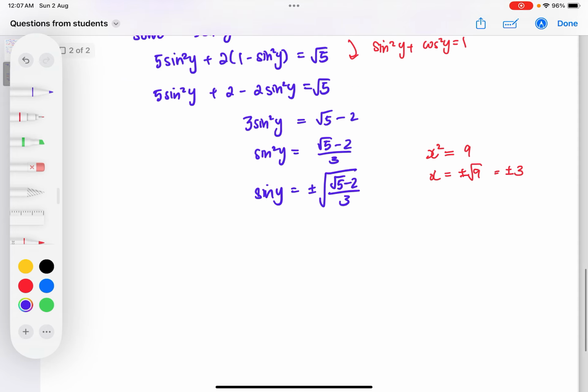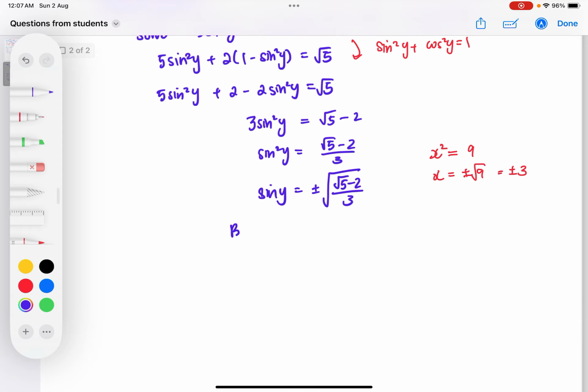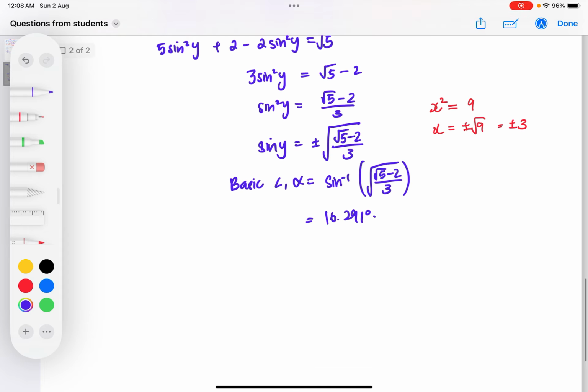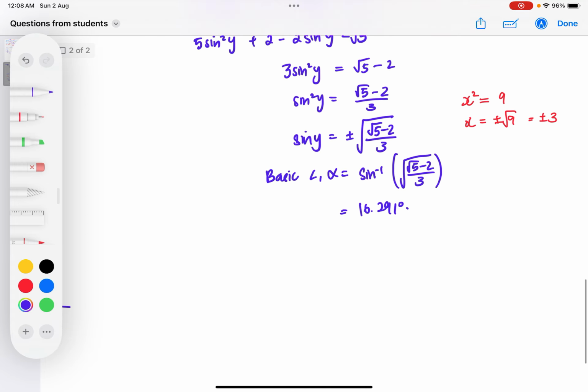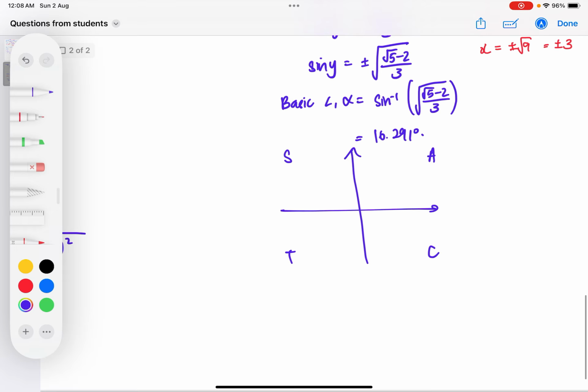Okay, and then we will have to find the basic angle. So the basic angle alpha, and in this case it's a good thing because we don't really have to split them up because they are the same basic angle. You just find one. With your calculator you should get like 16.291 degrees. Okay, and then now because they are both plus and minus, it's actually quite easy. It's all 4 quadrants. Because the positive ones will be in the first and second quadrant, and then the negative ones will be in the third and fourth quadrant. So you basically have to take answers from all the 4 quadrants.